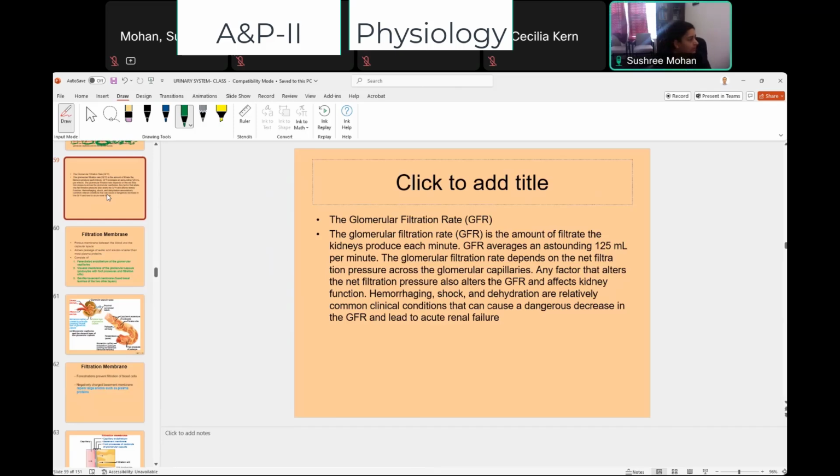Okay, so we'll go next to the glomerular filtration rate. That is the amount of filtrate the kidneys produce each minute. It averages around 125 milliliters per minute. That is the speed at which the filtration is happening at the glomerulus. Now, normally it is 125. As a person increases in age, it will gradually fall down to the 80s and 70s and 60s or maybe 50s. And the lesser it is, that means the kidneys are not functioning as well as they should.